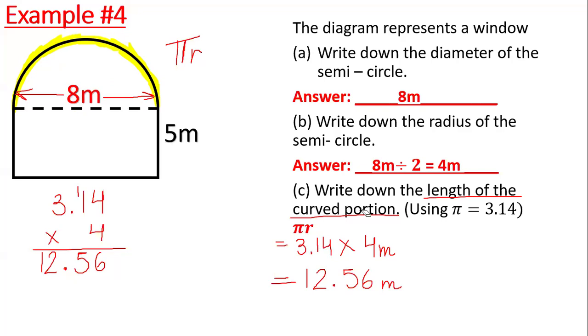Someone asked me, where did I get the 4 from? Well, I get the 4 because remember, 4 is the radius. What is the radius? The radius is half of 8. Half of 8, okay? So it's going to be 3.14 multiplied by 4 because 4 is half of 8. And then once I multiply them, I get 12.56.